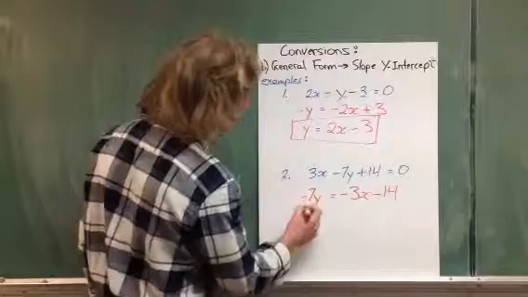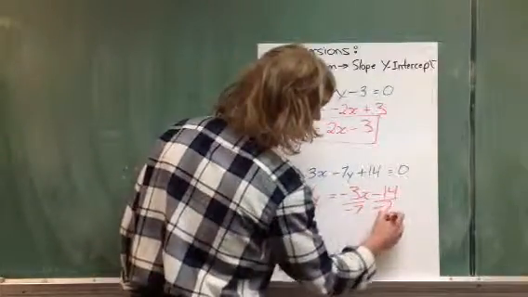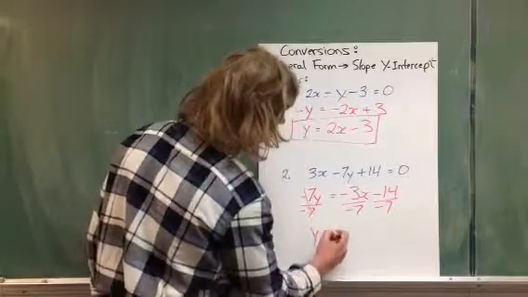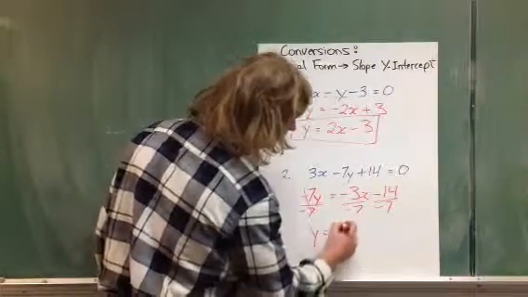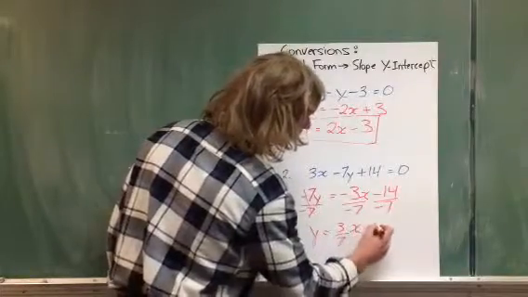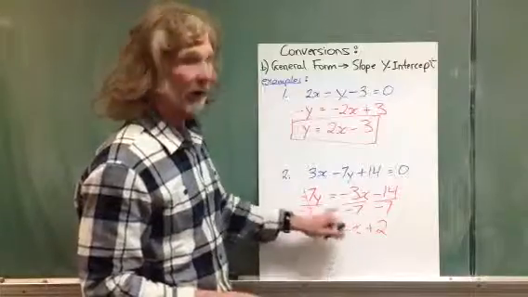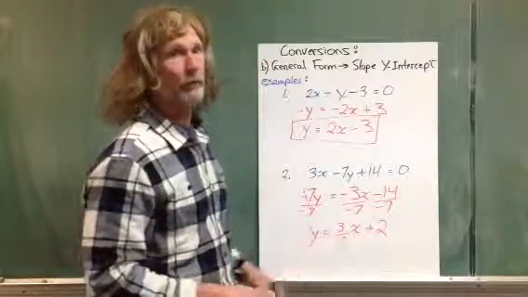Now I'm going to get rid of this negative 7 by dividing each side, or each term, by negative 7. These cancel. Y equals, that would be positive 3/7 x plus 2. And I'm done. It's all right to have fractions and decimals and so forth in this form.